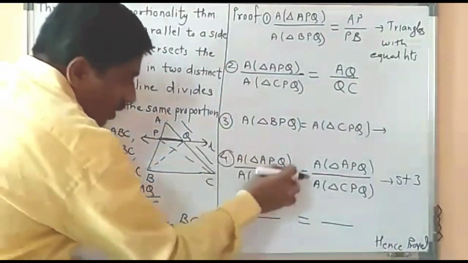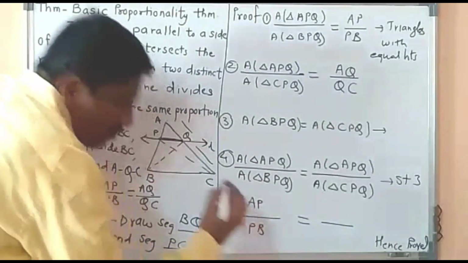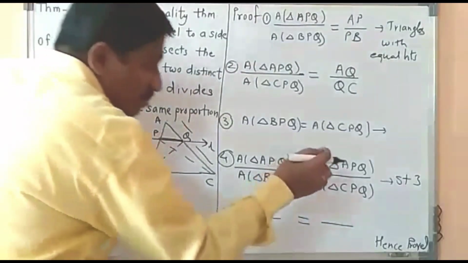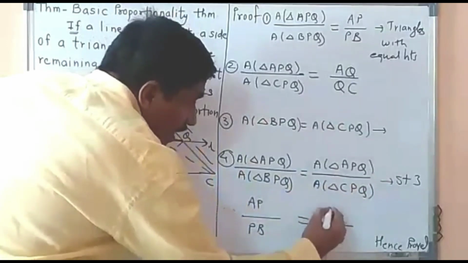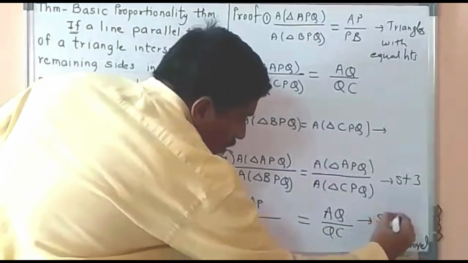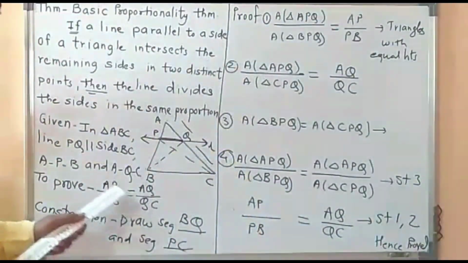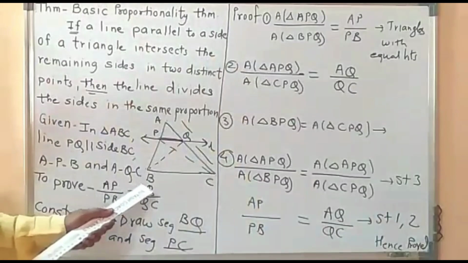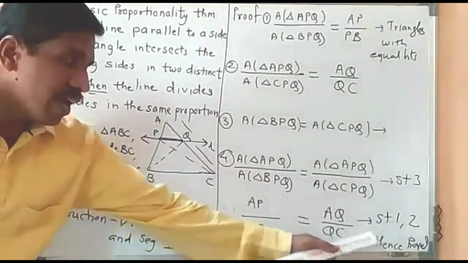From statement 1, the value of this is AP upon PB. From statement number 2, the value of this is AQ upon QC. This is from statements 1 and 2. Thus, what did I prove? AP upon PB is equal to AQ upon QC. Hence, proved.